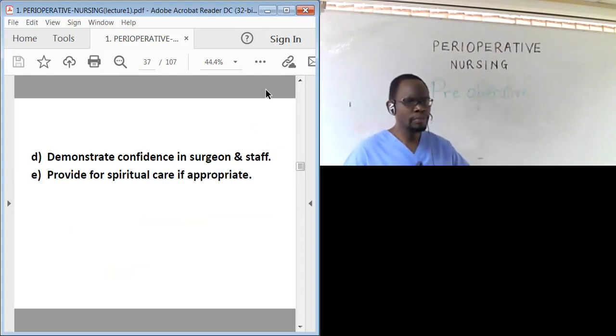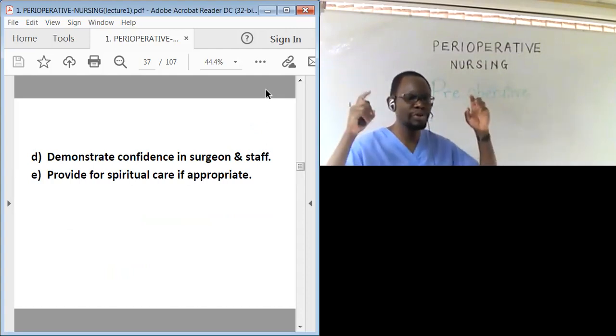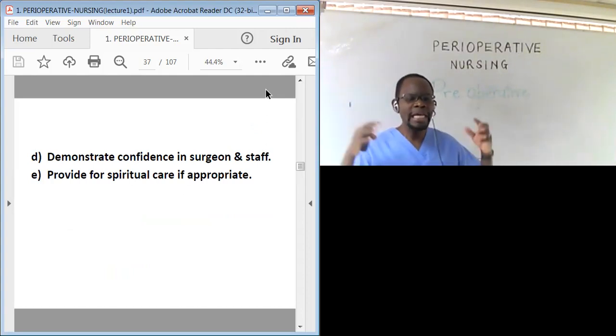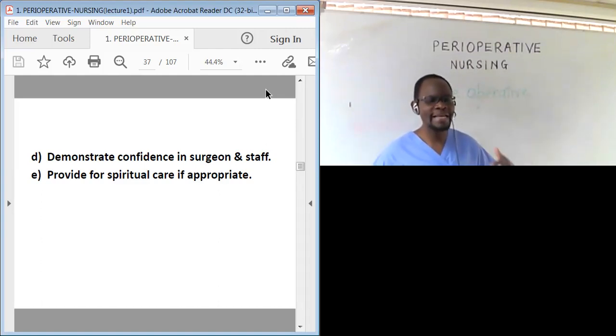Then spiritual support. There are some patients who might want you to pray with them, as far as the spiritual context is concerned. So if they request you to pray with them, please go ahead and do that. Or if you can request them to pray with them and they accept, please go ahead and do that.